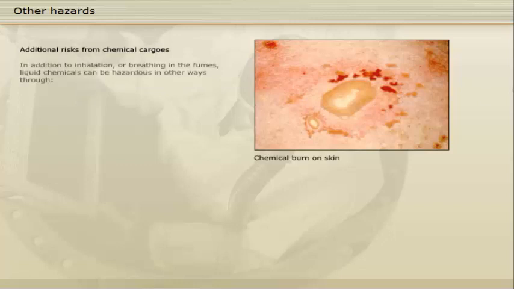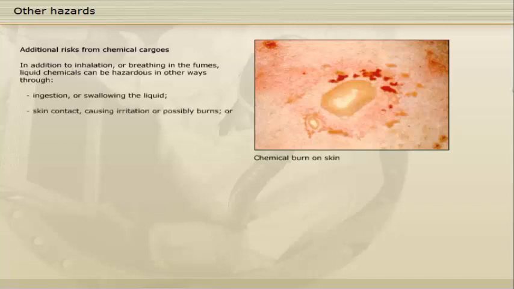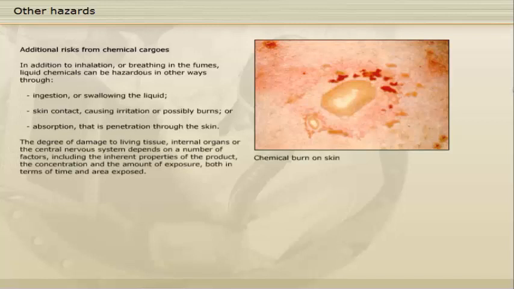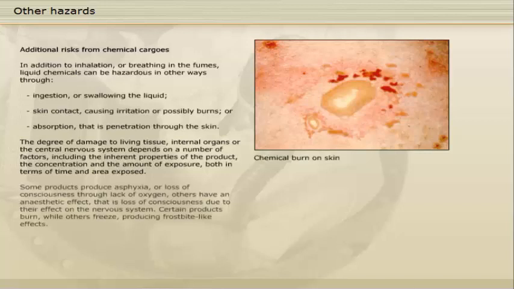In addition to inhalation, or breathing in the fumes, liquid chemicals can be hazardous in other ways: through ingestion, or swallowing the liquid; skin contact, causing irritation or possibly burns; or absorption, that is, penetration through the skin. The degree of damage to living tissue, internal organs, or the central nervous system depends on a number of factors, including the inherent properties of the product, the concentration, and the amount of exposure, both in terms of time and area exposed. Some products produce asphyxia or loss of consciousness through lack of oxygen.